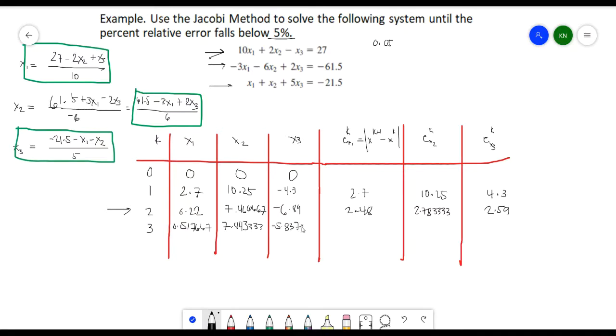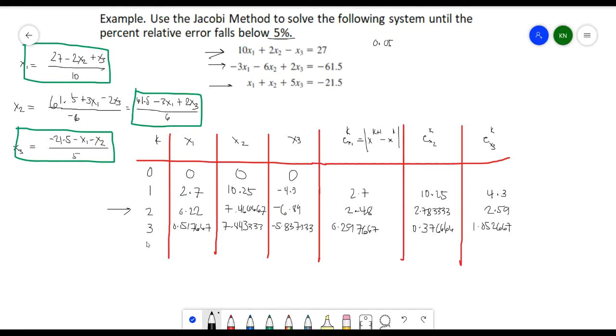7.3333. And for the relative error, now we have 0.297667. And for the relative error for the x sub 2, we have 0.371234. And for the other one, we have 1.052667. So that's it. Now, as you can see, none of our relative errors is yet less than 0.05.